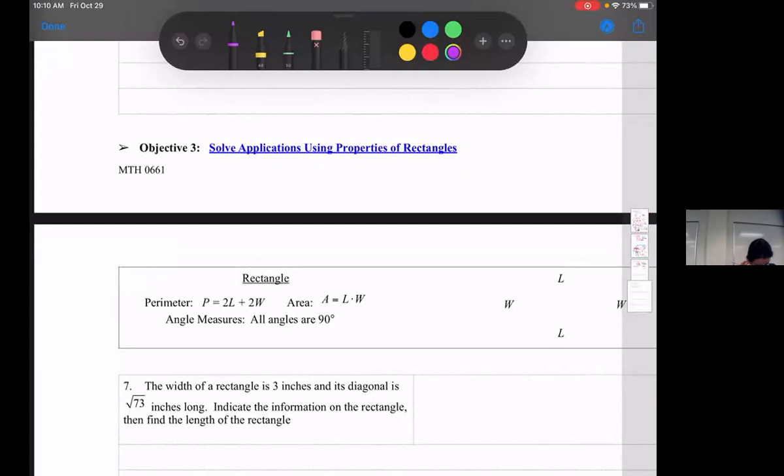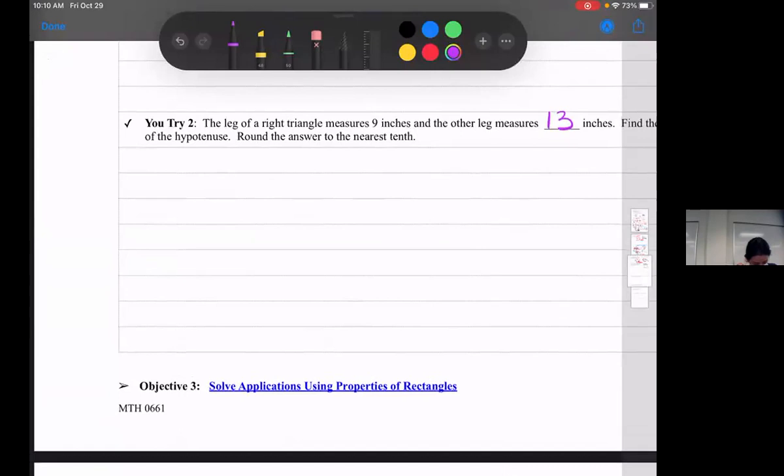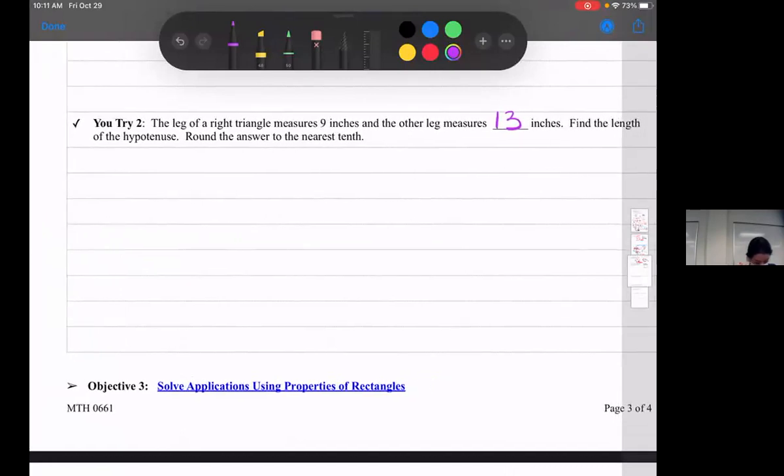You have a question? Can I see You Try too, just for one more second? I didn't write one of the numbers down. Sorry about that. That's okay. Can you take a picture instead of copying it down? I got it. Thank you.